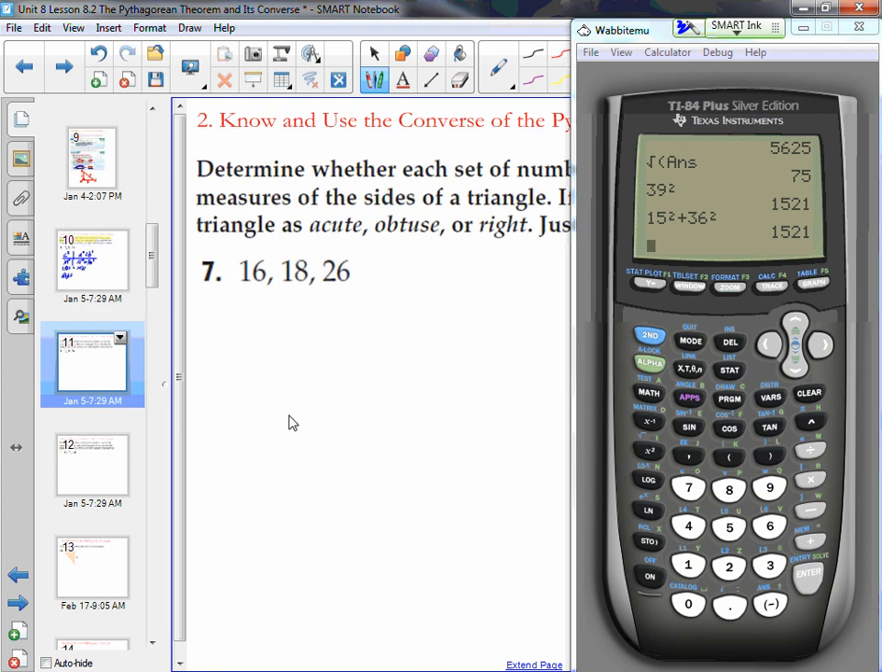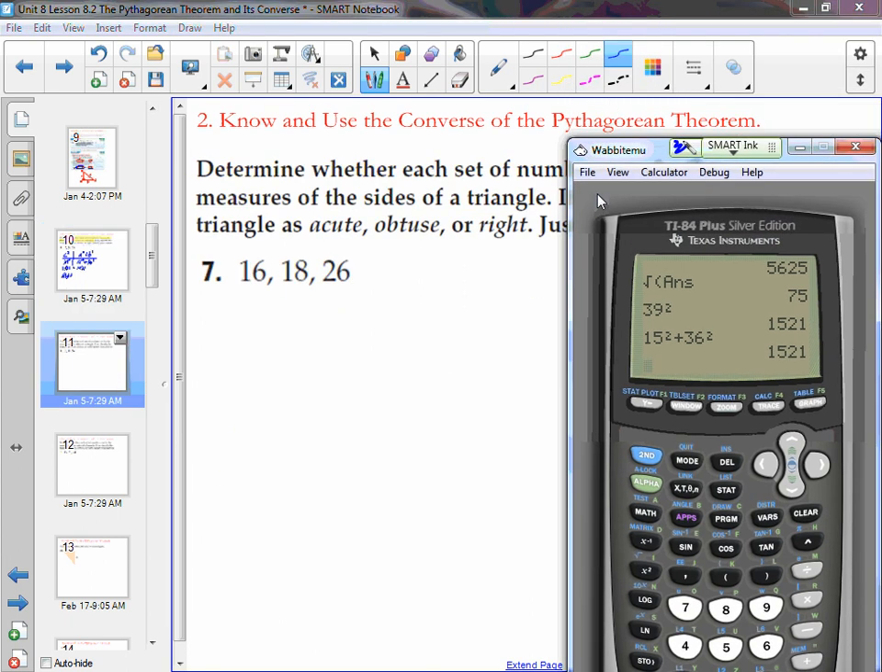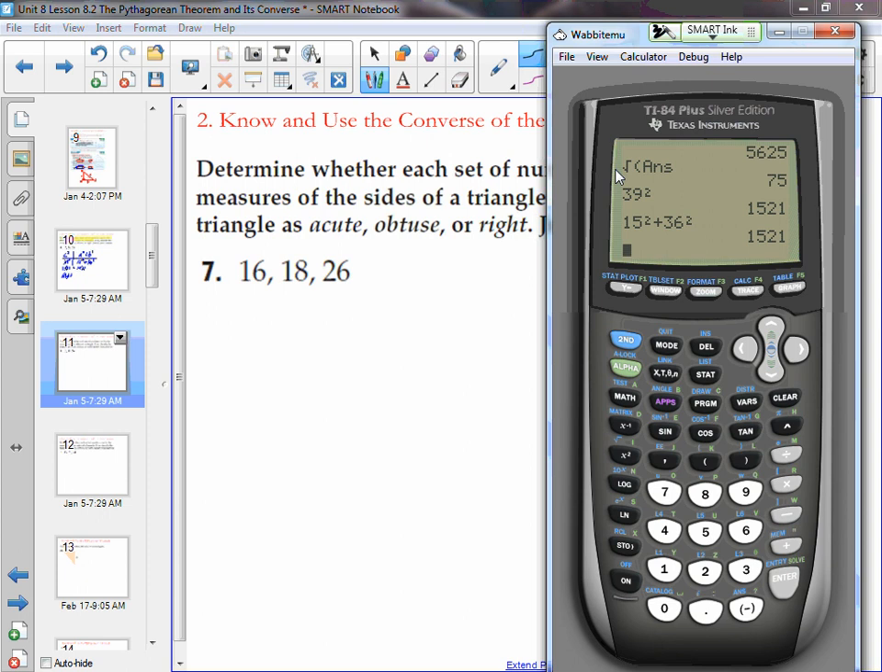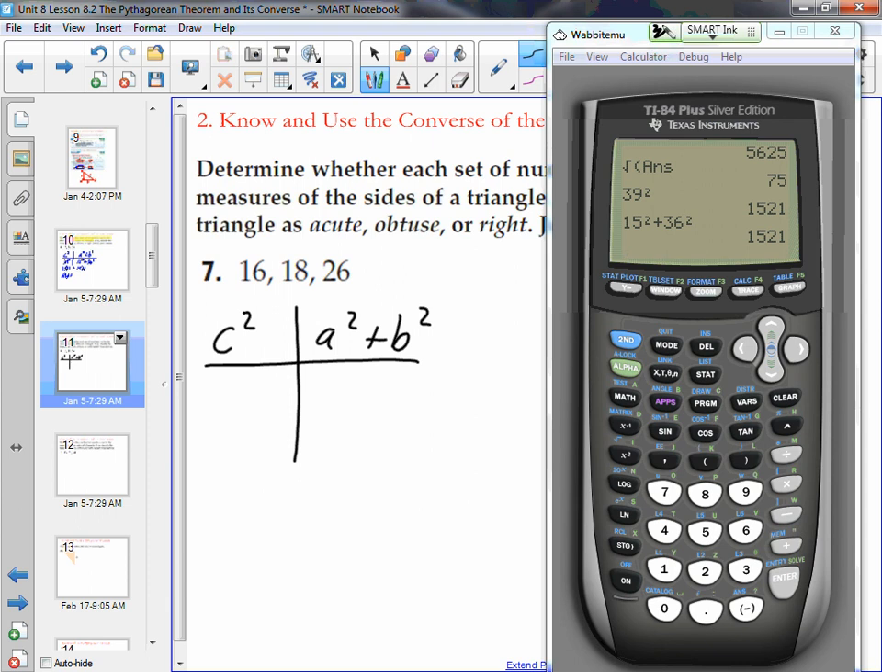Number 7. First, can we make a triangle out of these? Yes, 16 plus 18 is greater than 26. So, c squared, a squared plus b squared, and then let's see what happens. Which one has to be the c? So the 26 has to be the c. Now let's see what we get.